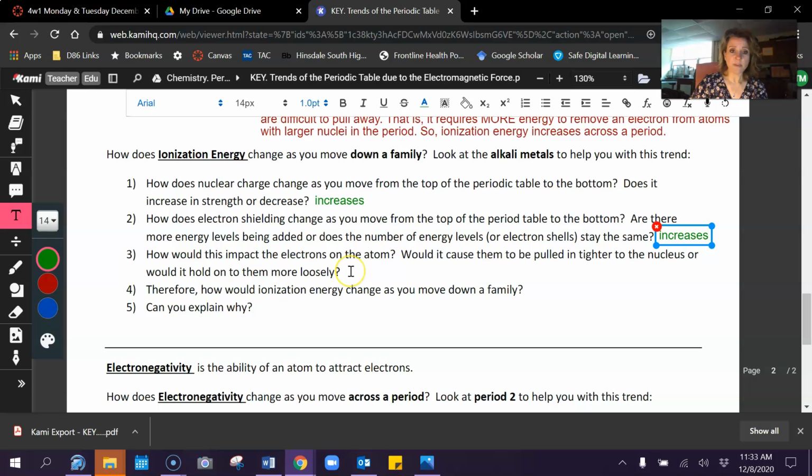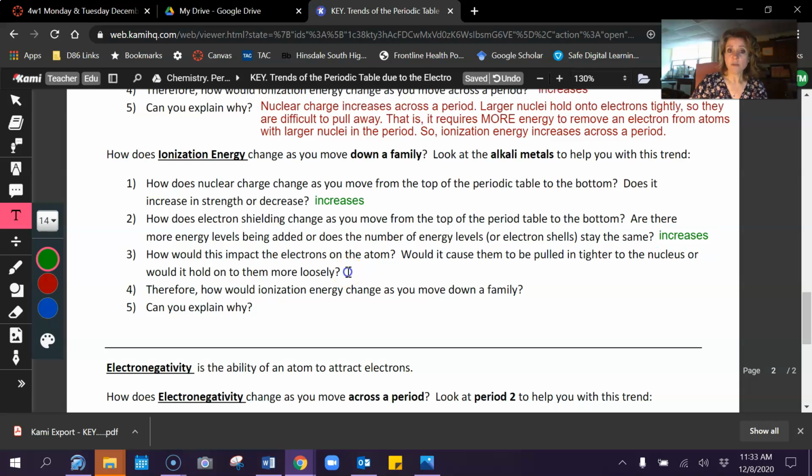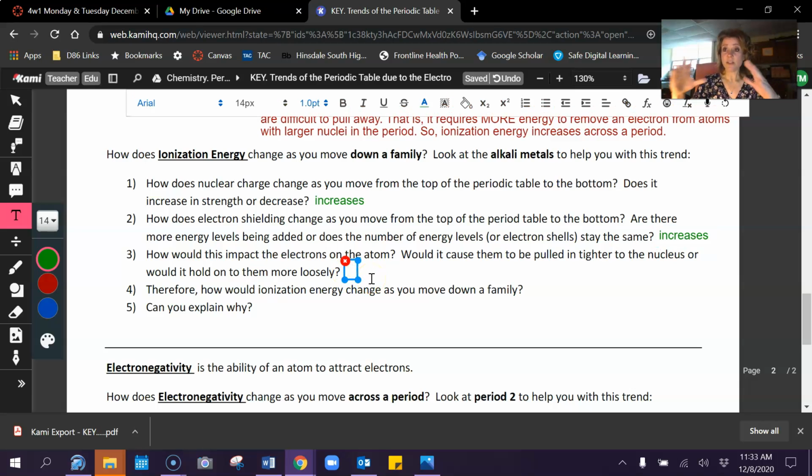So how does this impact the electrons on the atom? Does it cause them to be pulled in tighter to the nucleus, or would it hold on to them more loosely? Well, the answer here is that because you have so many rings as you move down the family, those valence electrons are being pushed further and further away from the nucleus. And so the nucleus is not going to be able to hold on to them. So the nucleus is going to hold on to them more loosely at the bottom of the family than it does at the top.